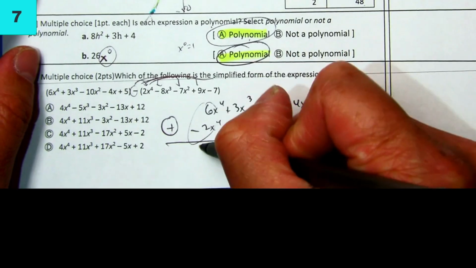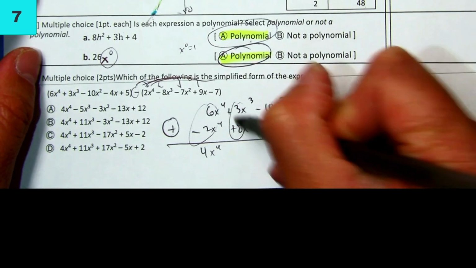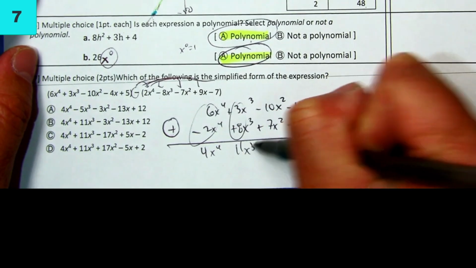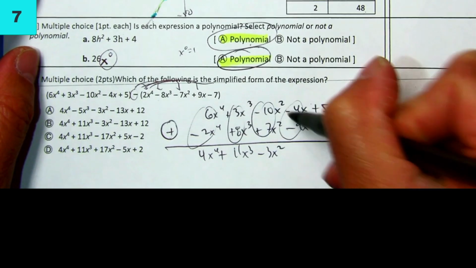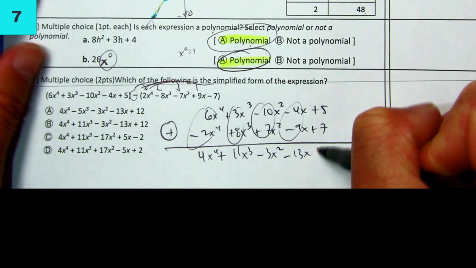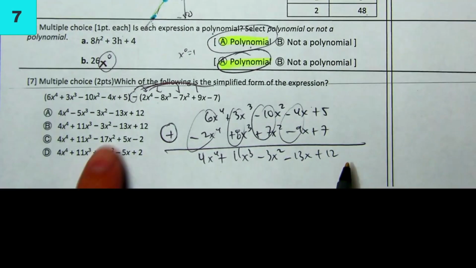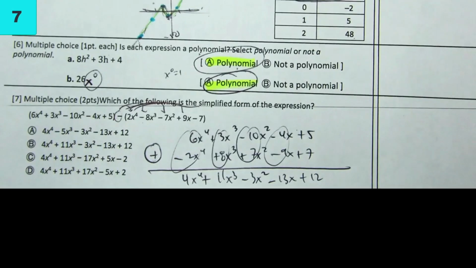So that would be 4, 11, -3, -13, and 12. And it looks like that would be choice B.